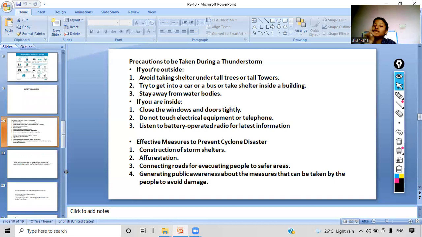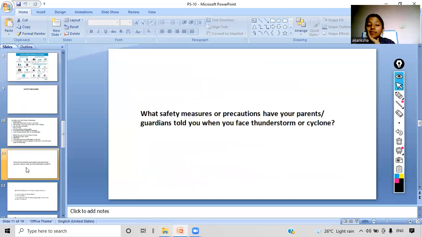Now coming to our curiosity question for this topic: what safety measures or precautions have your parents or guardians told you when you face a thunderstorm or cyclone? What have they said to you? I will give you 5 seconds to write your answers in the chat box and then we will discuss. Okay, I can see some right responses.